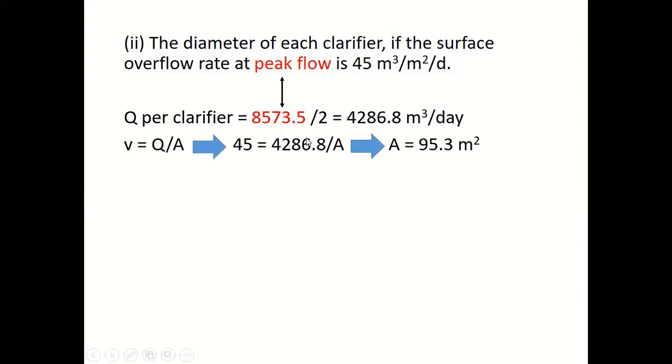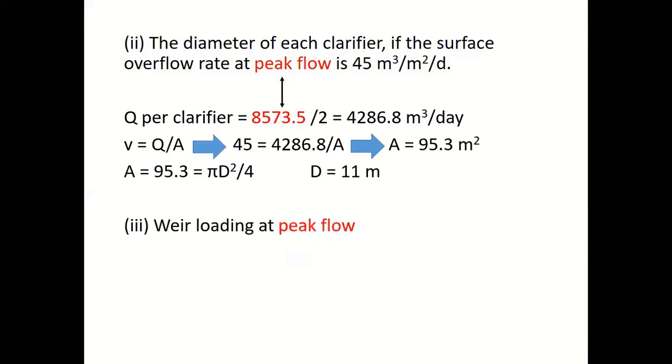We have the Q for each clarifier over the area of each clarifier. So each clarifier, the overflow rate will be 45. So the 45 equals 4,286.8 over the area. So the area is 95.3 meter square. Okay, so 95.3 meter square is the area of each clarifier. So the diameter for each clarifier is 11 meters. Okay. Number 3, calculate the weir loading at peak flow.